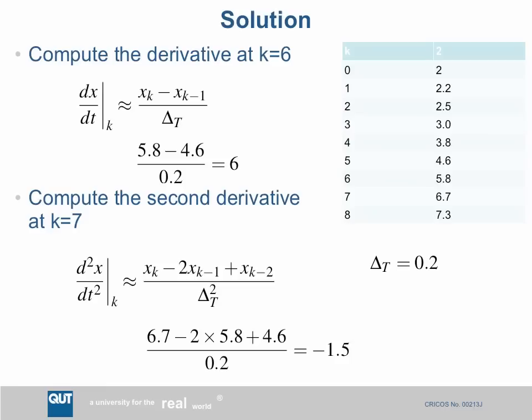Okay, here's my solution to this problem. In order to compute the derivative at k equals 6, we use the expression we derived in the last lecture for the discrete approximation to the derivative. And we plug in the values for xk and xk minus 1, so that would be x5, and pluck the values from the table, substituting all the numbers, and I get an answer of 6. Now, for the second derivative at k equals 7, we use the discrete approximation to the second derivative, which we computed a few moments ago, and we plug in the appropriate numbers from the table, crank the handle, and we come up with an answer of minus 1.5. So the first derivative is positive and the second derivative is negative. All right, that's not too hard.